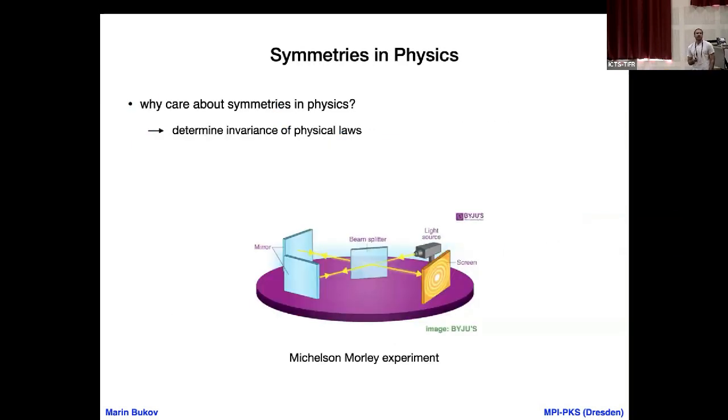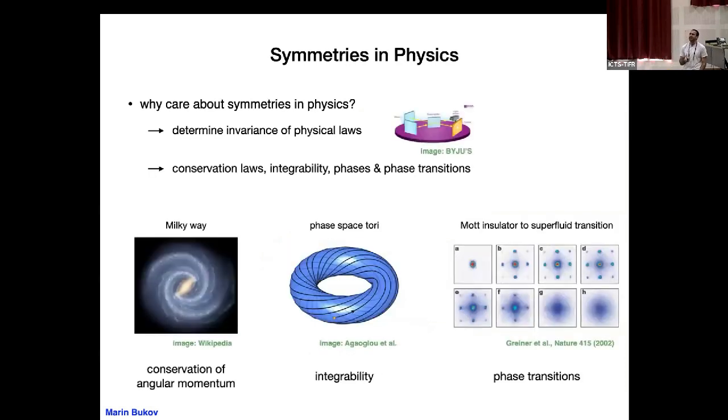Now, why do we care about symmetries in physics in the first place? I'm sure that everyone can come up with their own reason, but if you think about it, one reason why symmetries gained importance in physics is because they help us to determine the invariance of physical laws. And so here's one prominent example. The fact that the speed of light is the same in all reference frames essentially gave rise to the theory of relativity. This is an example of having a symmetry that helps us basically understand physical laws better.